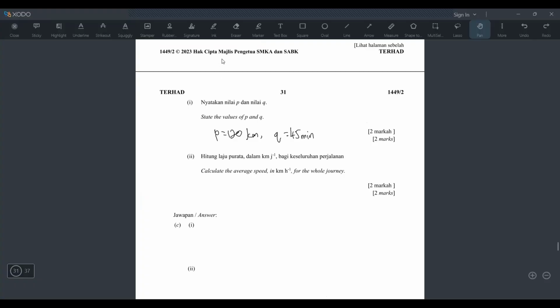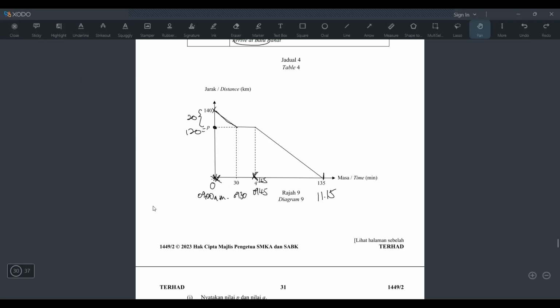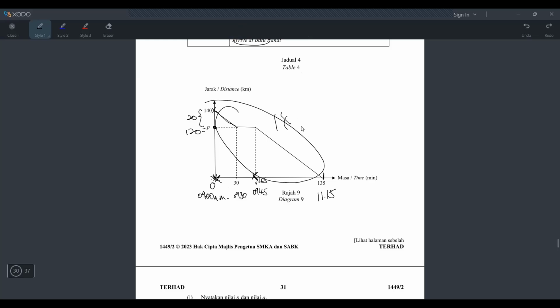Okay, for the second question, calculate the average speed for the whole journey. So average speed, there is only one formula. You will use TD over TT. Do you remember what is TD, TT? The total distance divided by total time. What is the total distance?